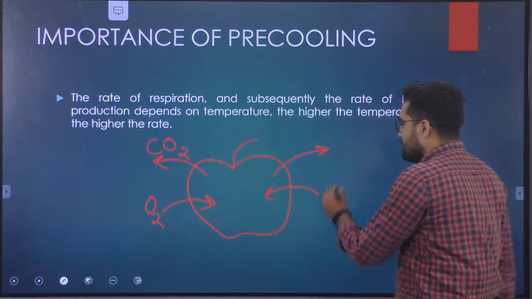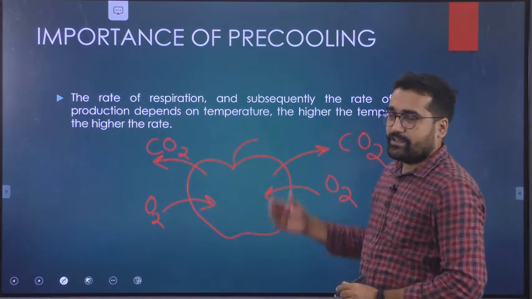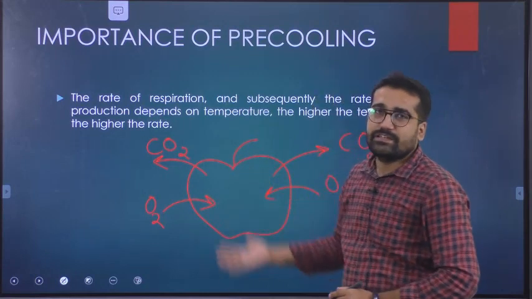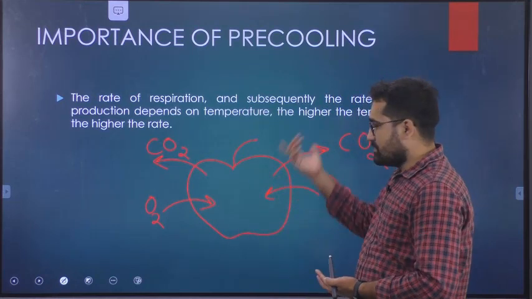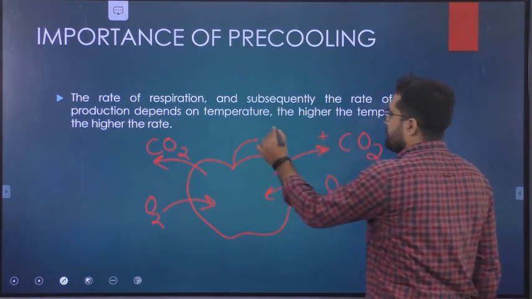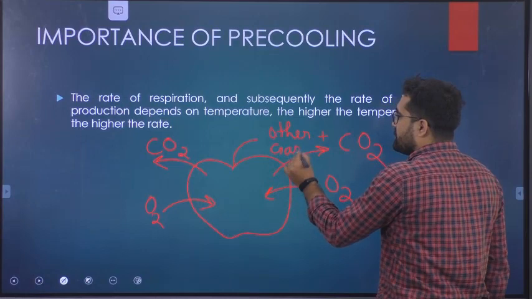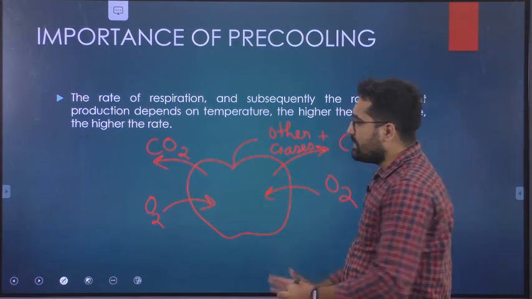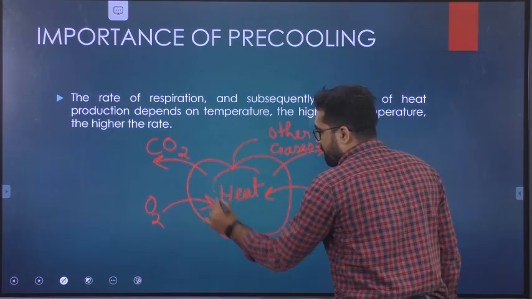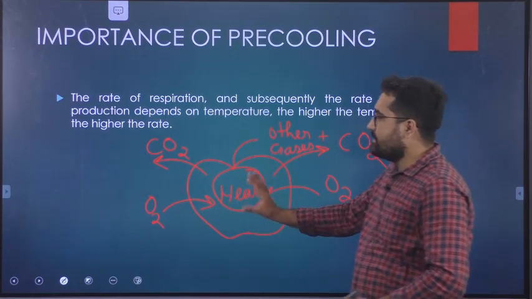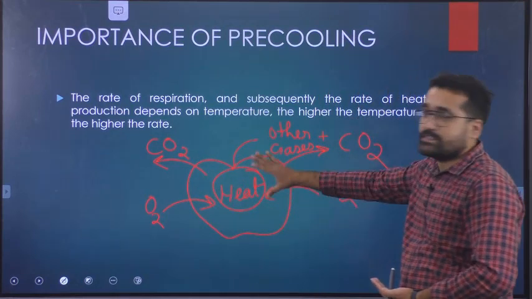So they use oxygen and take out carbon dioxide or other gases also. Sometimes they generate ethylene, because of which the ripening of the fruit occurs. This is respiration. When they respire, they generate heat. This heat damages the quality of the product, and in pre-cooling we have to remove this heat.